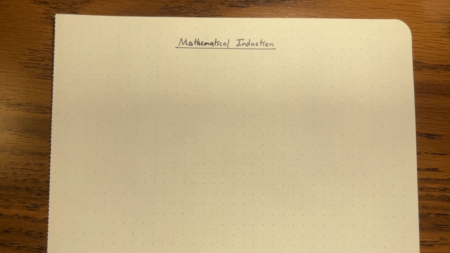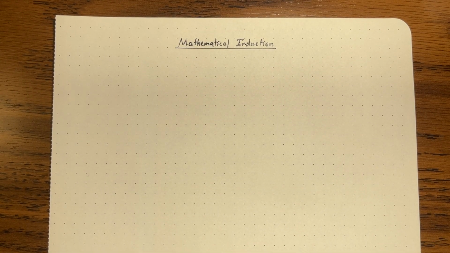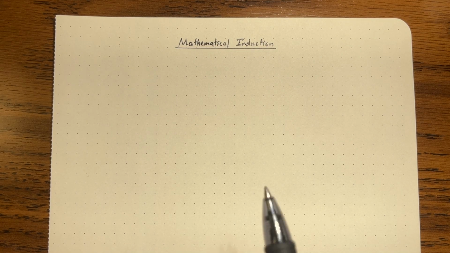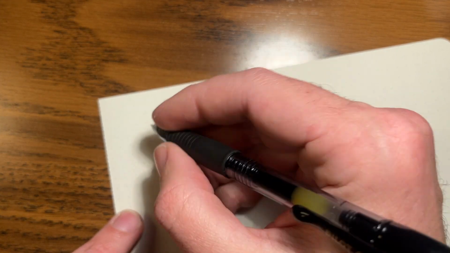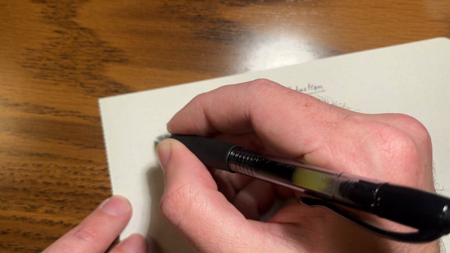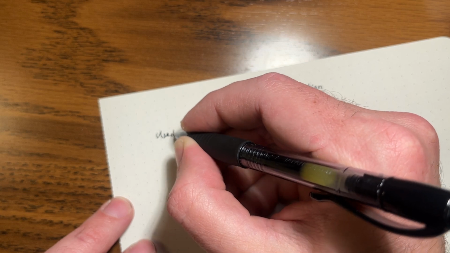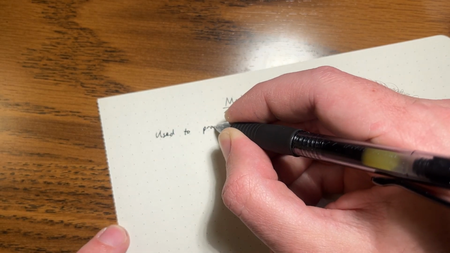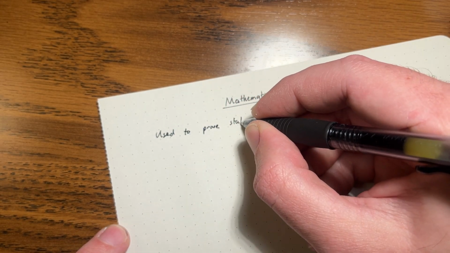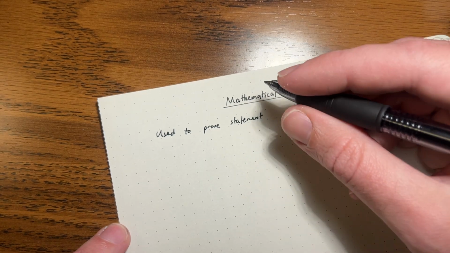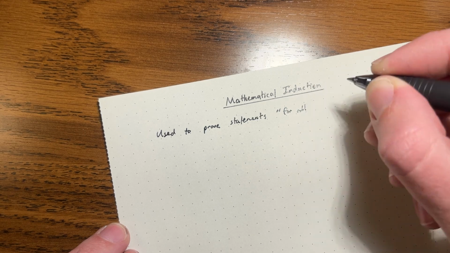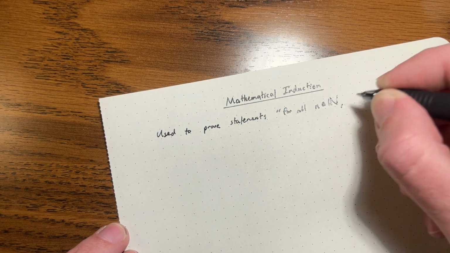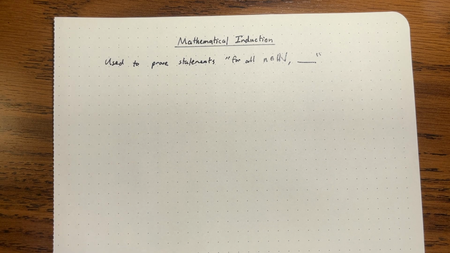In this lecture, we'll introduce the principle of mathematical induction. This is a powerful proof technique, but it's used in one specific but common situation. It's used to prove statements for all the natural numbers, statements about all natural numbers. So, for all n in the natural numbers, something. This is a common situation.